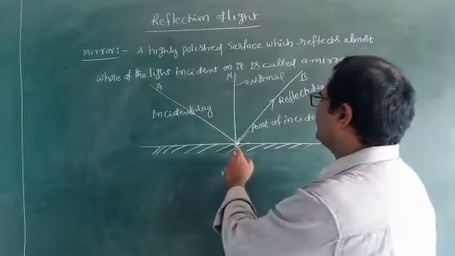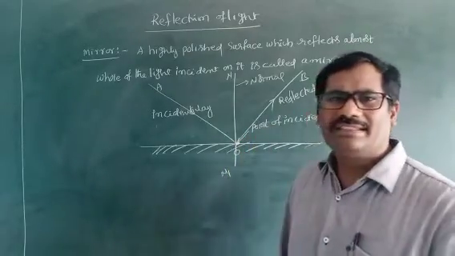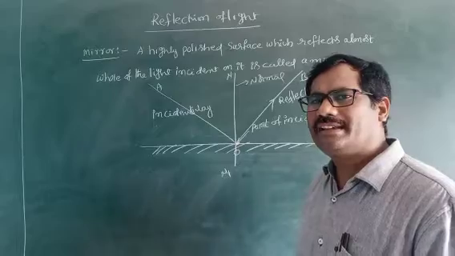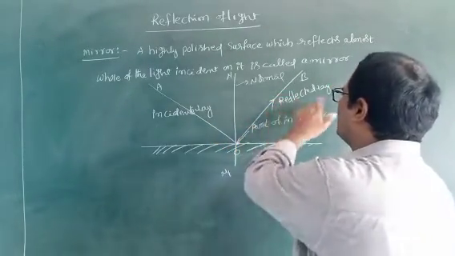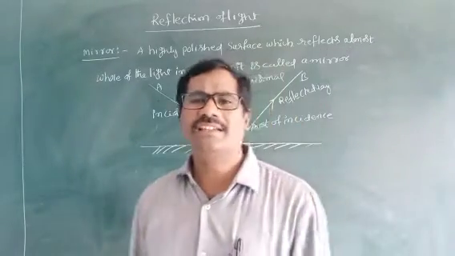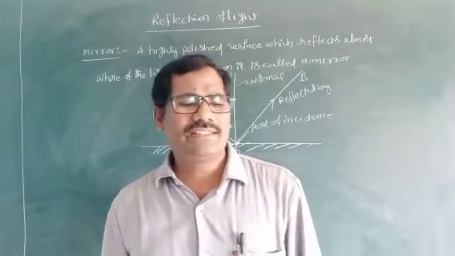Next one, the reflected ray. The light ray striking the surface and then going back into the same medium is known as the reflected ray. Okay, that is the reflected ray.